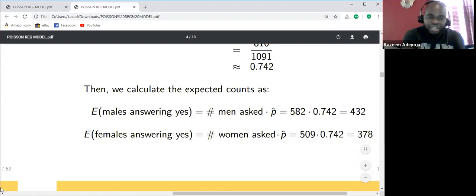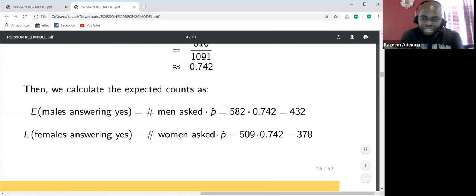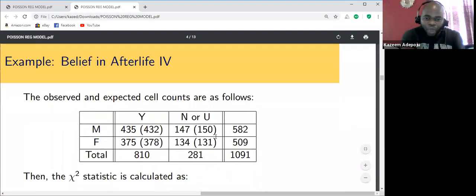Take a look at that. The 582 that I'm using is the 582 in general, the total number of male and the total number of female. That's what I'm going to use, only I'm going to be using a different probability, but the number is going to be the same. When I'm answering the question of yes, I'm going to use 0.742. But if it is no or undecided, I'm going to subtract this from 1. Then I'm going to multiply by 582 for male and 509 for female, so that you get 150 and 131. I'm going to say that again.